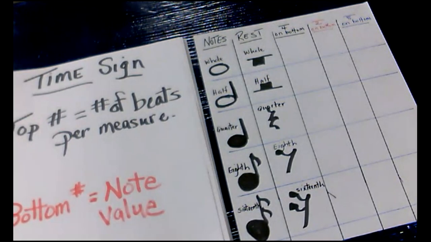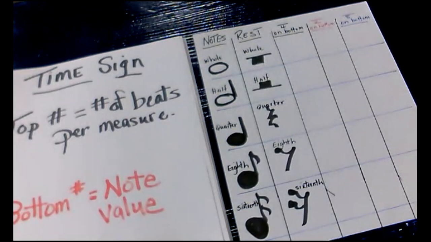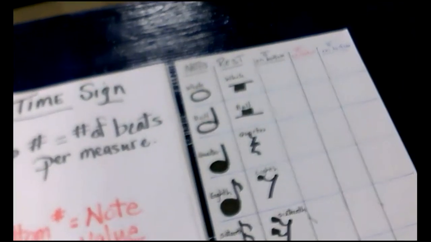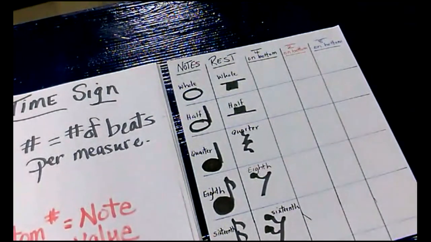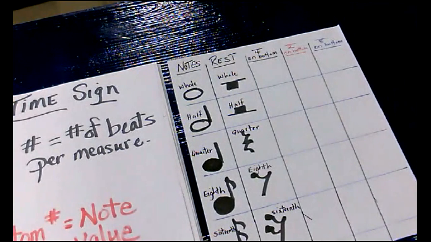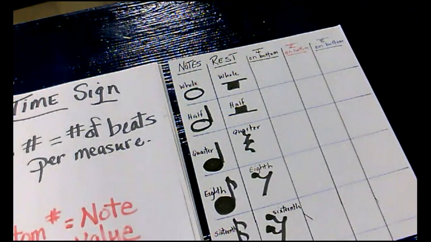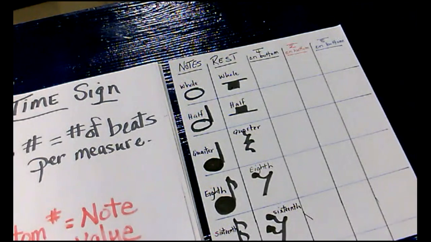So our granddaddy of them all is our whole note, right? And when we look at that whole note, it is simply an empty circle. Here we go. All right. So we have the whole note, which is simply the circle. All right. So we've got the whole note.